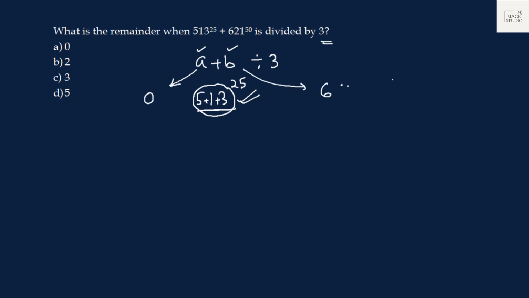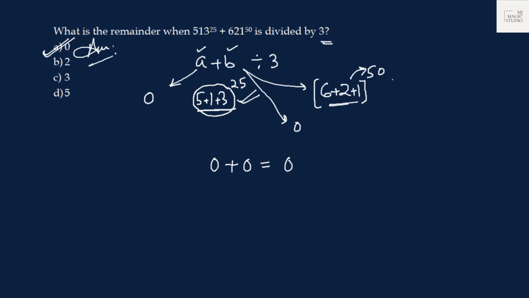Now when we look at B, it is 621 to the power 50. 6 plus 2 plus 1 is 9 again. This base number is divisible by 3. That means its multiple is also divisible by 3. Remainder when we divide B by 3 is 0. So the overall remainder is 0 plus 0, that is 0. Option A is the fit here.